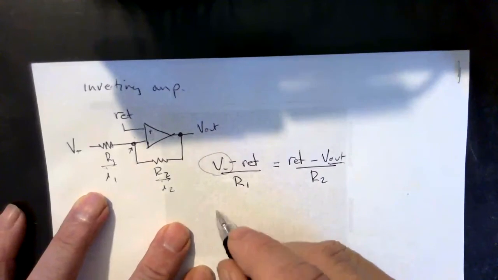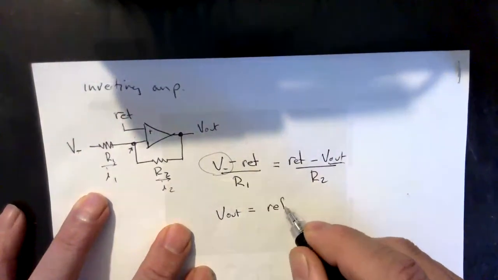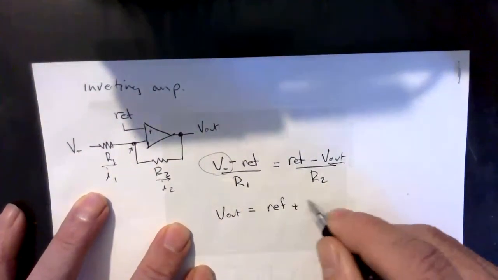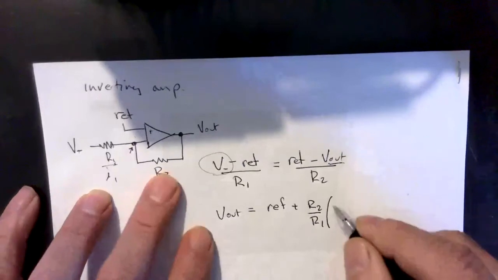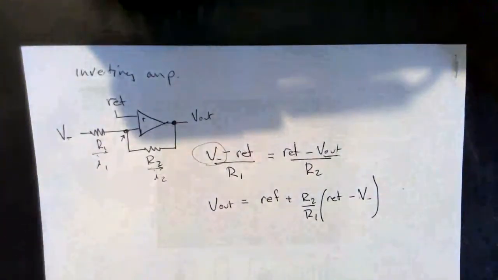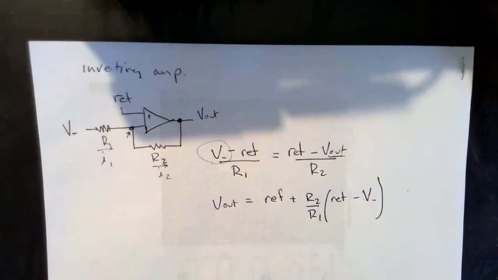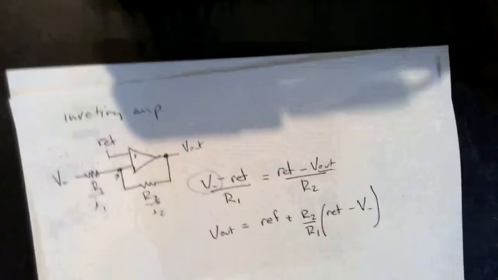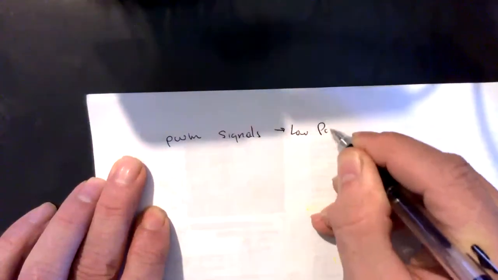Okay, so let's see. V out is going to equal ref plus R2 over R1 times (ref minus V minus). Okay, so those are three common little amplifier circuits, and you should probably be familiar with them, or at least have seen them. The only other thing I want to talk about today is PWM signals and low pass filters.